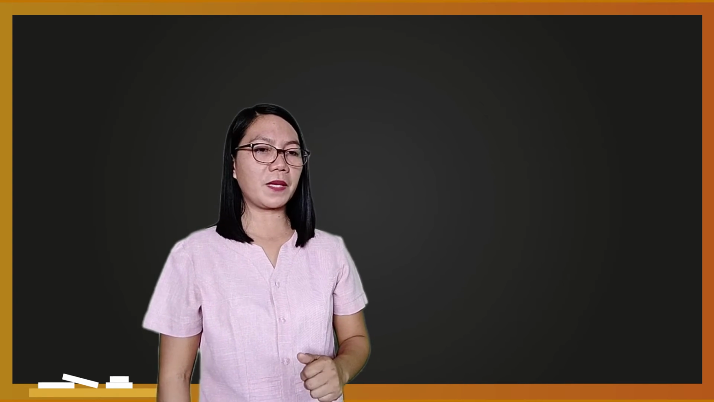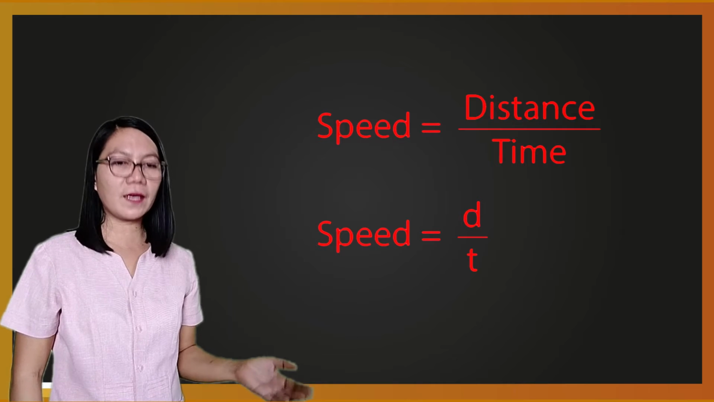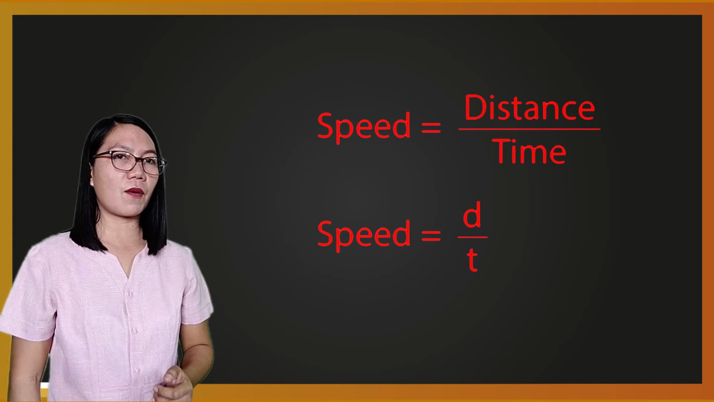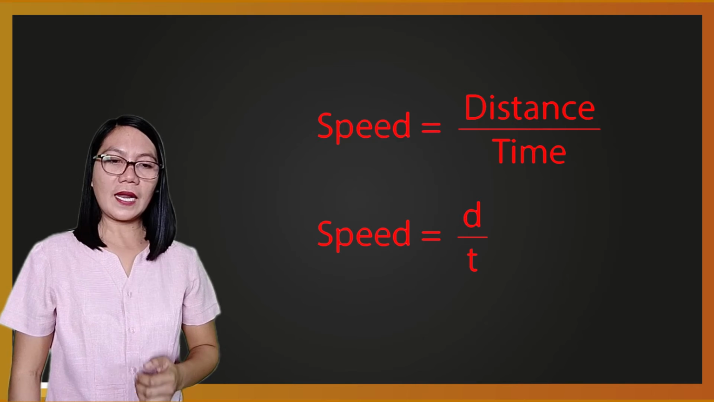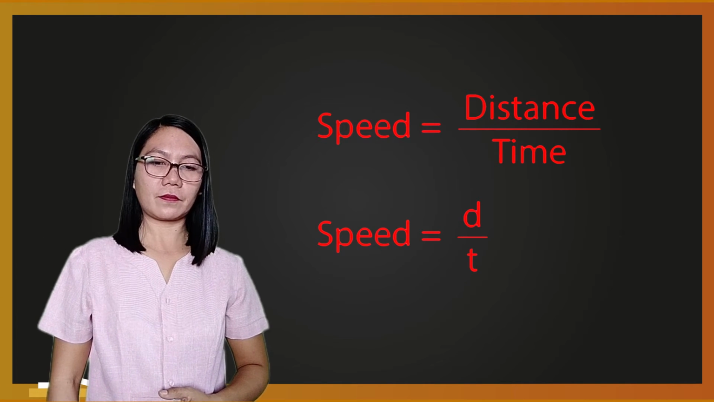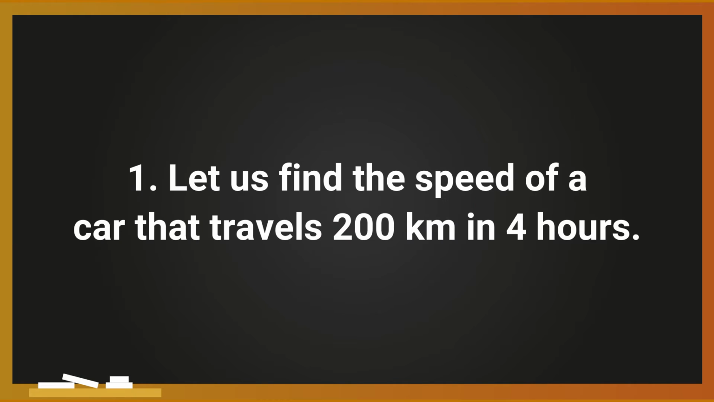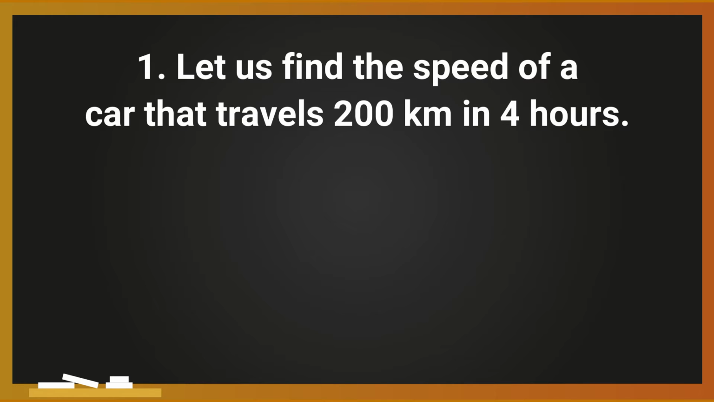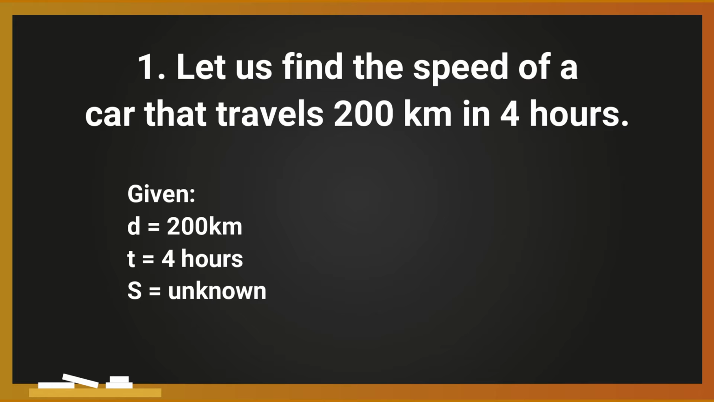To compute for the speed, we are using the formula speed is equal to distance over time. Let's have the sample problem. Number 1. Let us find the speed of a car that travels 200 kilometers in 4 hours. The first thing to do is to identify the time and the distance traveled. From this problem, the distance traveled by a car is 200 kilometers and the time consumed is 4 hours.